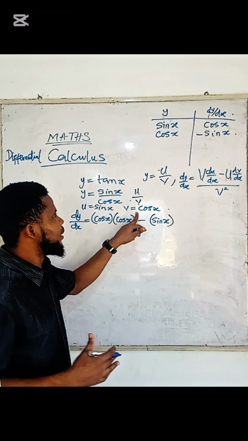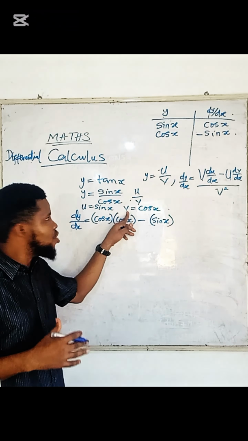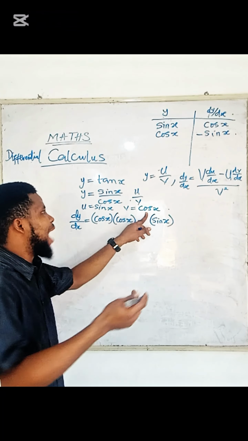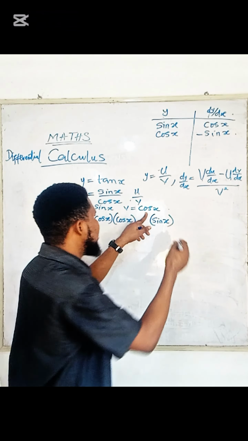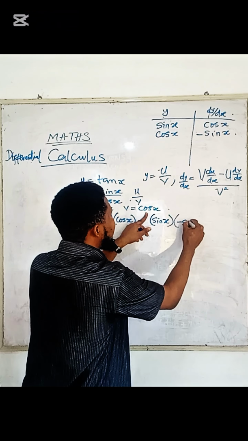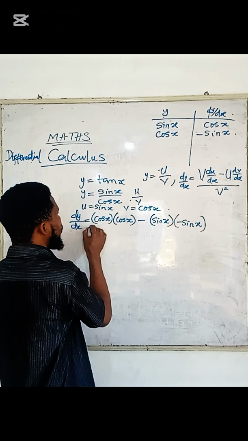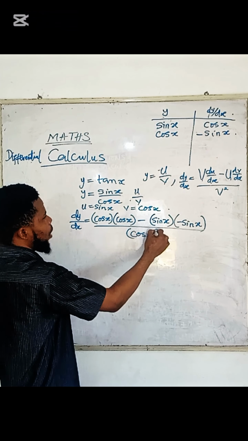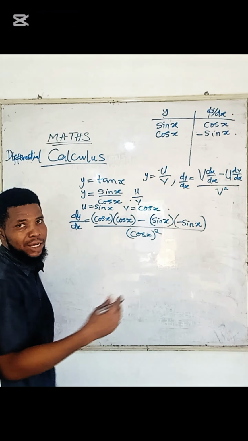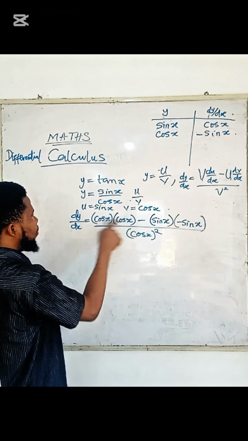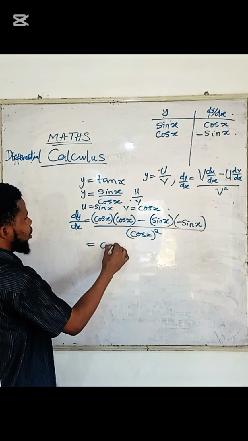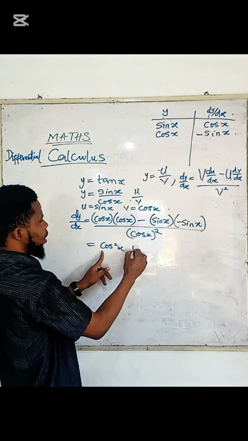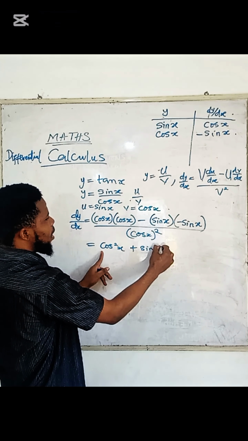Now, look at it. If v equal to cos s, so dv/dx will be minus sine s. So we have our minus there, sine s, all over v squared, that is cos s all squared. So this minus multiplied by this minus will be plus, right? Good. So multiply this, you have cos square s, multiply this, you have plus sine square s.